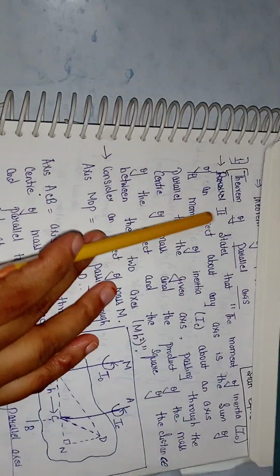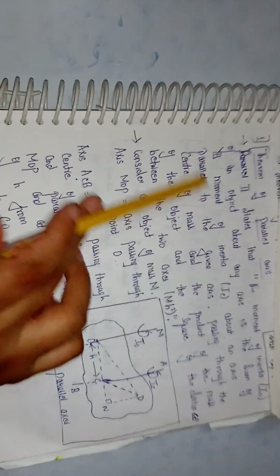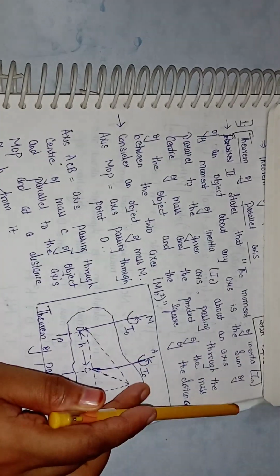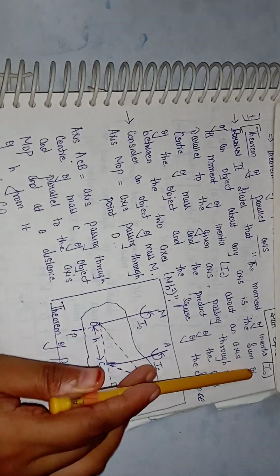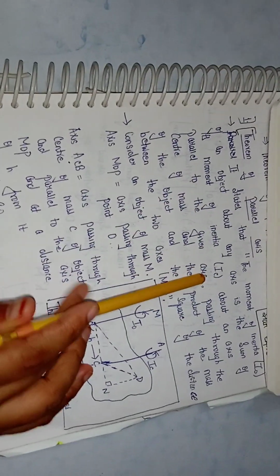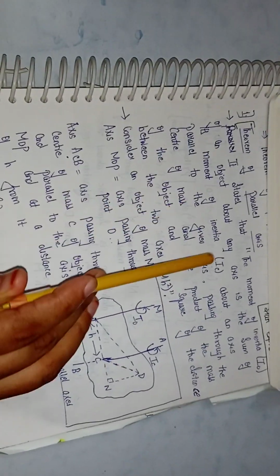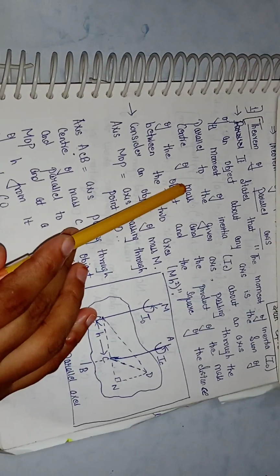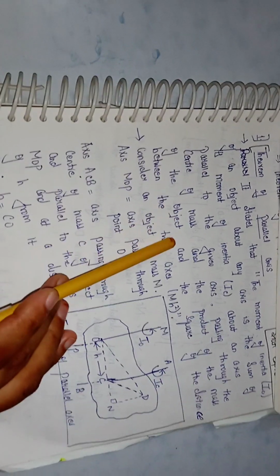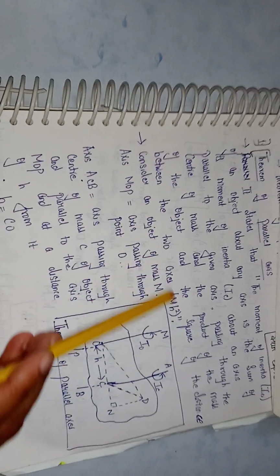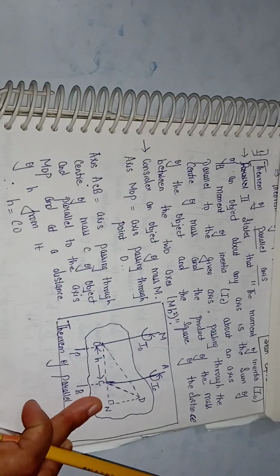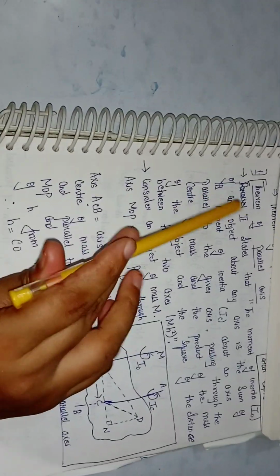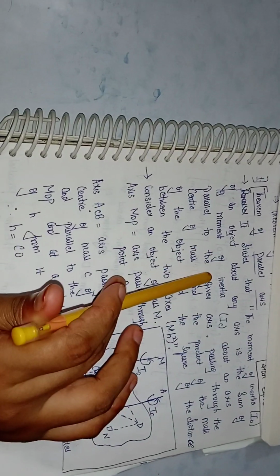In continuation with the previous part, the next derivation is of the theorem of parallel axis. It states that the moment of inertia IO of an object about any axis is the sum of the moment of inertia IC about an axis parallel to the given axis passing through the center of mass, and the product of the mass of the object and the square of the distance between the two axes, that is mh square. Okay, this is the statement for this theorem. You always need to write this statement.